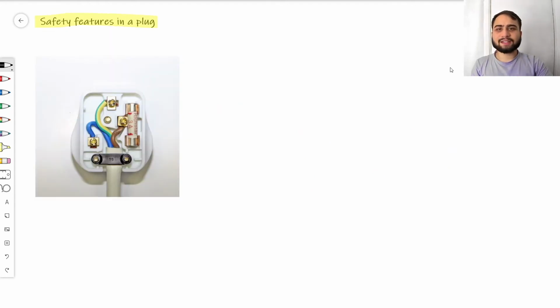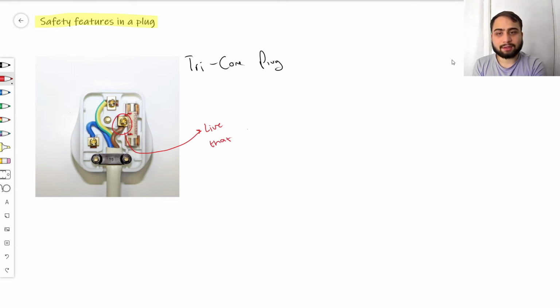Now let's have a look at the safety features present in the UK plug. The UK plug is also known as the three-pin plug, and that's because it has three wires in it. Let's have a look at each wire in turn. The more dangerous wire, which is why I'm going to put it in red here, is the brown wire. That is the live wire. This is the wire that carries current. These are called terminals, so if you ever see that anywhere, don't get confused.